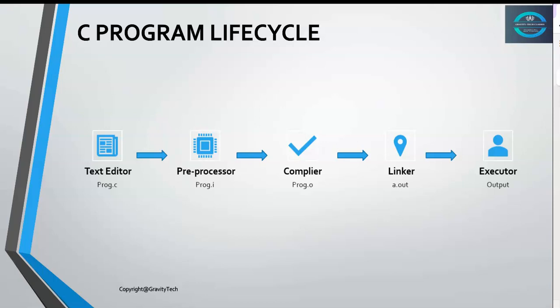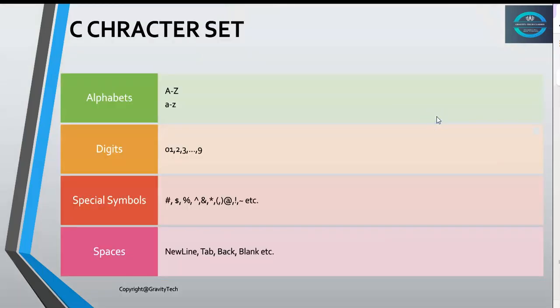So in a simple thing, right? You write a program.c in a text editor, it goes to the preprocessor, which expands the file and creates the program.i file, which then goes to the compiler, which creates the program.o file that is completely in zeros and ones, machine language. Then program.o goes to the linker, which creates the executable file, a.out, by linking all those definitions. Then it goes to the executor to perform the coded operations. Okay, that's how the C program lifecycle is. Hope that helps. Let's go to the C character set.